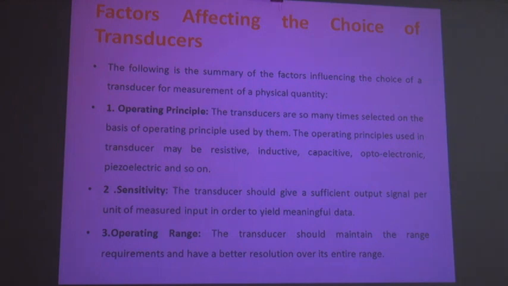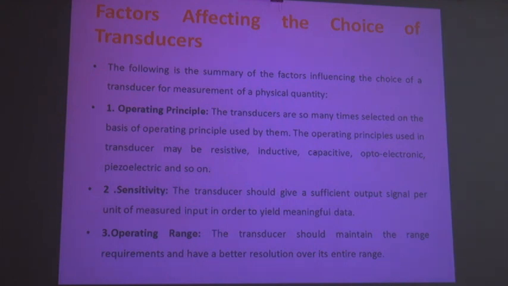Then the second factor which affects the choice of the transducer is sensitivity. We know that sensitivity is the ratio of change in output signal to the change in input signal. The transducer should give a sufficient output signal per unit of measured input, and it must be noted that the sensitivity of any transducer must be high, so that the smallest change in input quantity is reflected in a change in output quantity. So that must be high.